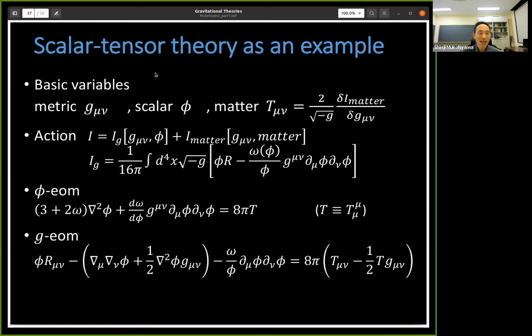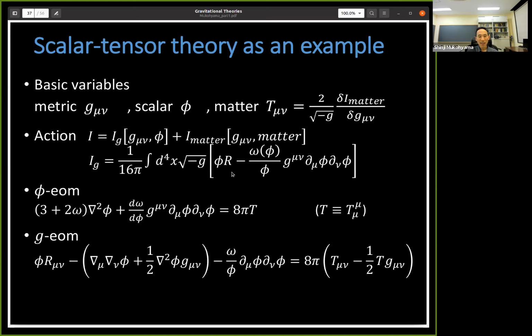Okay. So in scalar tensor theory, in this simple one, we consider the metric and the scalar field as basic variables. And of course, we introduce matter, which is represented by the stress energy tensor. The action of scalar tensor theory is written in this way: the gravity part and the matter part. The matter also couples to the metric g mu nu. And g mu nu and phi are described by this action.